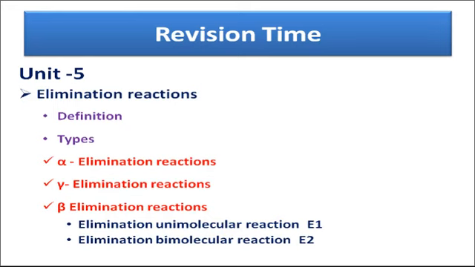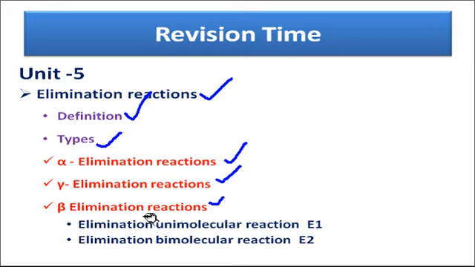So that's all for today's lecture. Let us revise what we have discussed in today's lecture. In today's class, we started with the elimination reaction. We discussed the definition and the types of elimination reactions. On the basis of the position of the leaving groups, the elimination reactions are categorized as alpha, beta and gamma elimination reactions.